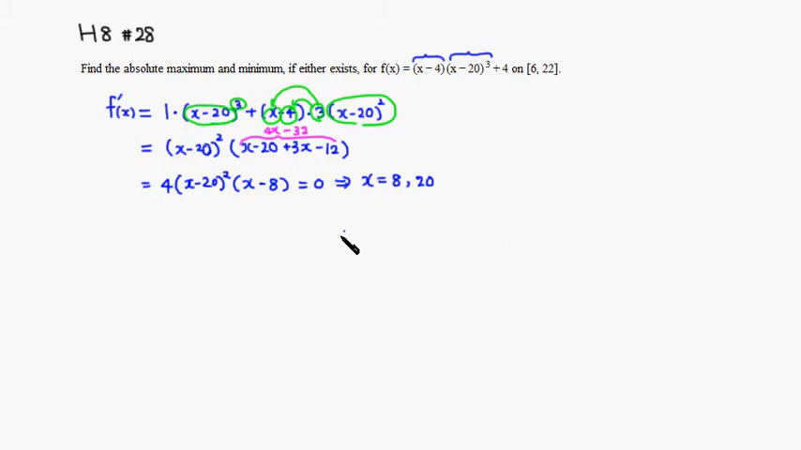Then we just need to evaluate the function at the critical values. So these are critical values and also endpoints. So let's look at that. We need to look at the 4 different places: it's going to be f of 6, f of 8, f of 20, and f of 22.